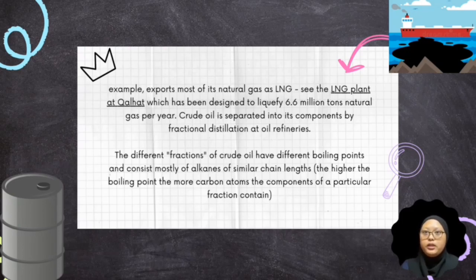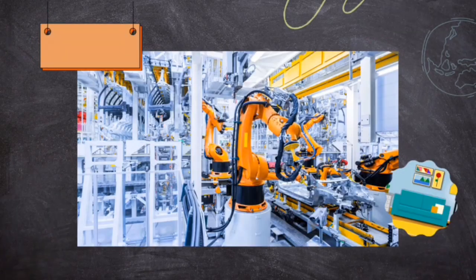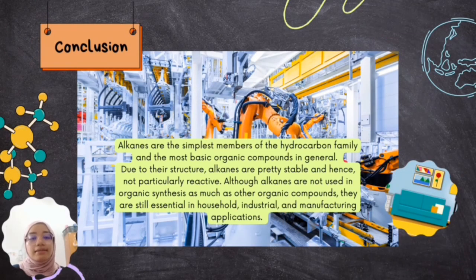Crude oil is separated into its components by fractional distillation at oil refineries. The different fractions of crude oil have different boiling points and consist mostly of alkanes of similar chain length, which means the higher the boiling point, the more carbon atoms the component of a particular fraction contains. In conclusion, alkanes are the simplest members of the hydrocarbon family and the most basic organic compounds in general.